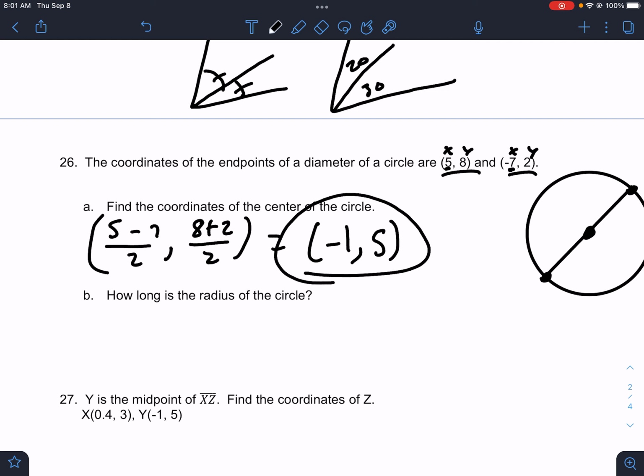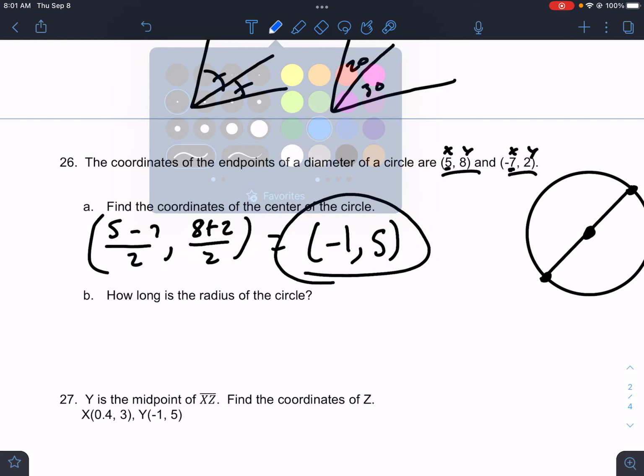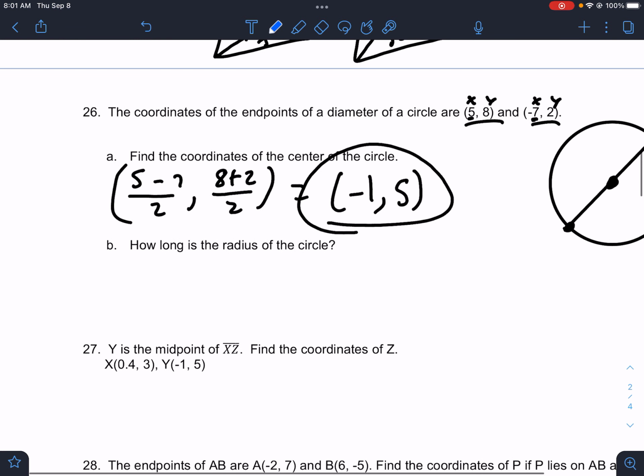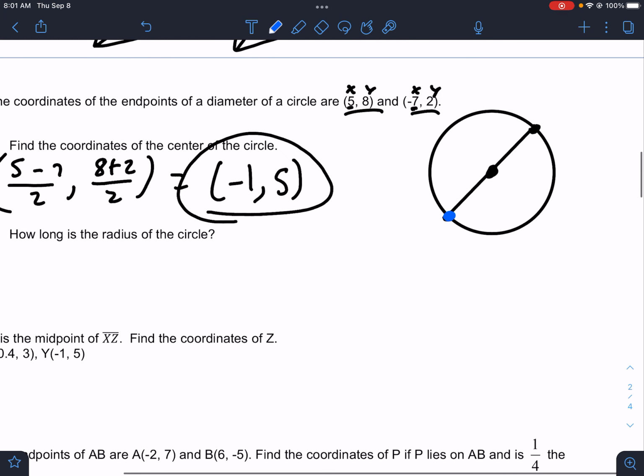How long is the radius? Length, that's a distance. Remember that distance is Pythagorean theorem. We've talked about that quite a bit. So where is the radius of the circle? Well, it's from the end to the middle, and it doesn't matter which end. So I'm going to pick one of these ends. It doesn't matter which one. I'm going to do 5, 8, and I'm going to compare it to -1, 5.